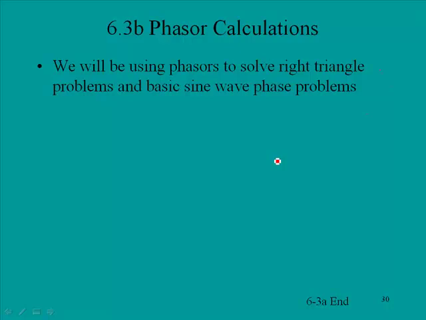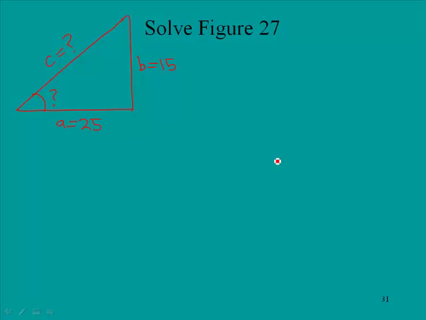We will be solving figures 6-27, 28, 29, 30, and 31, and these are all the practice problems at the end of section 6.3. Okay, we start out with figure 27, and we're given this triangle. We're given the opposite side of 15, the adjacent of 25, and we're asked to solve for the hypotenuse and the phase angle.